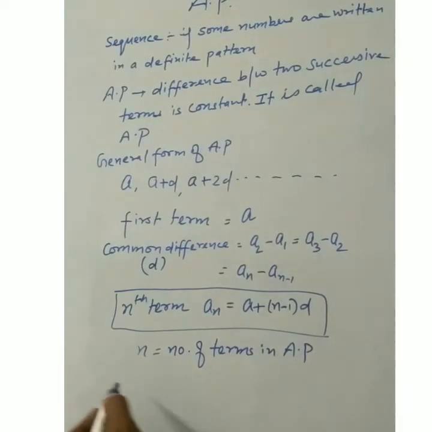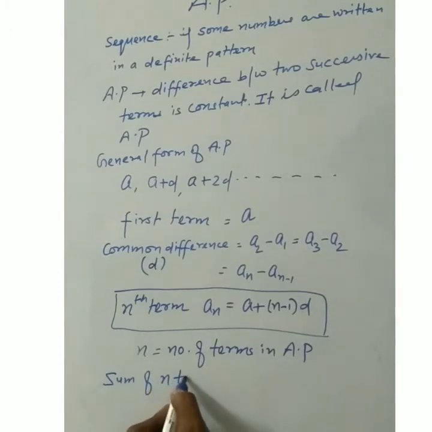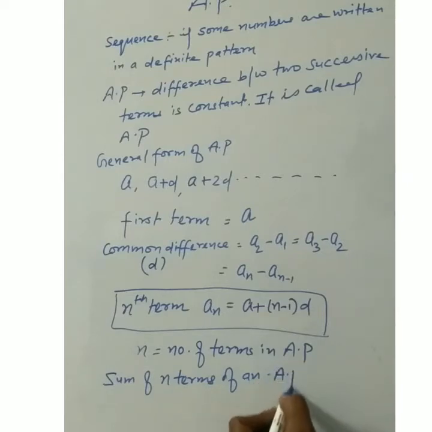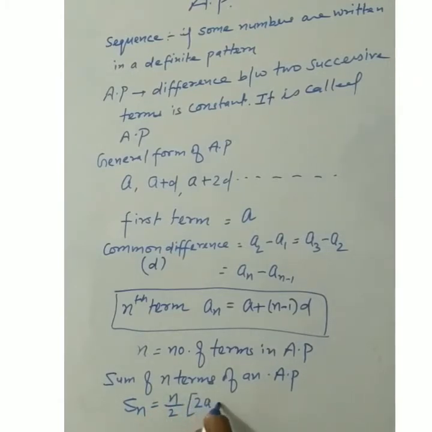We have another formula to find the sum of n terms of an AP. Sum of n terms of an AP is represented by Sn, which is n by 2 into (2a plus (n minus 1) into d). Or it can also be represented by n by 2 into (a plus an). For the sum of n terms, we can use either this formula or this formula.